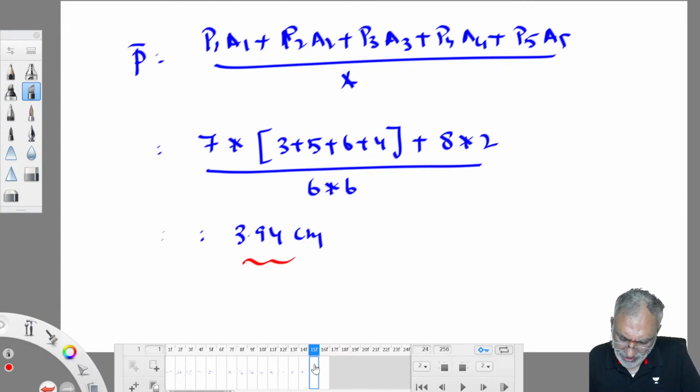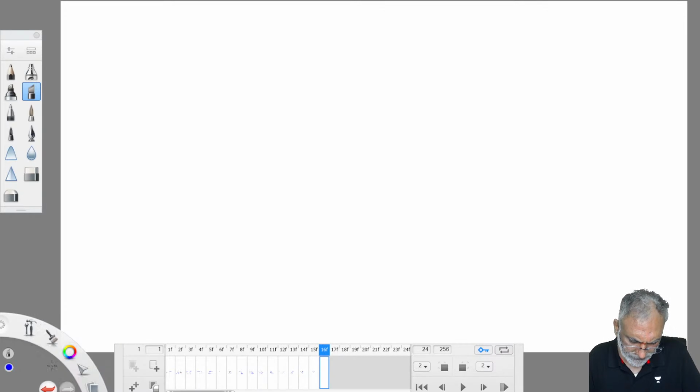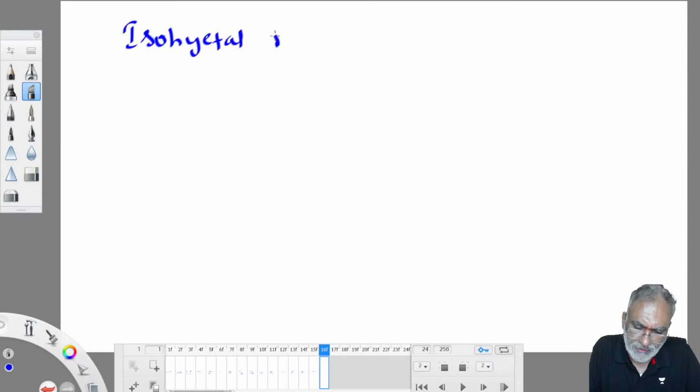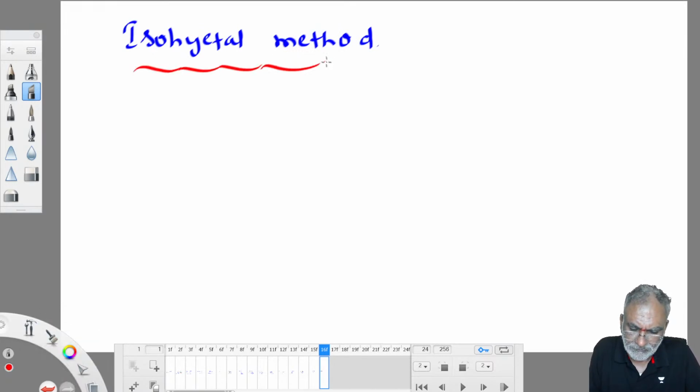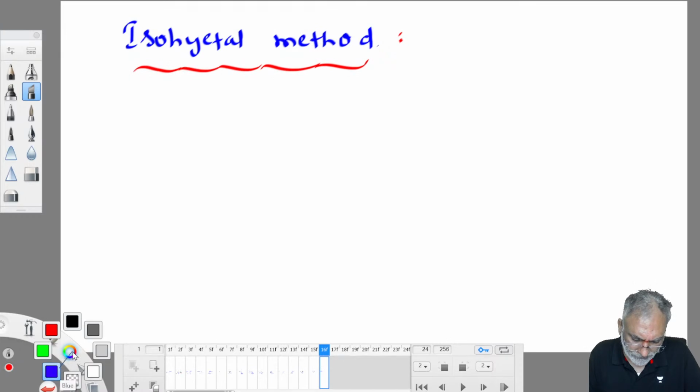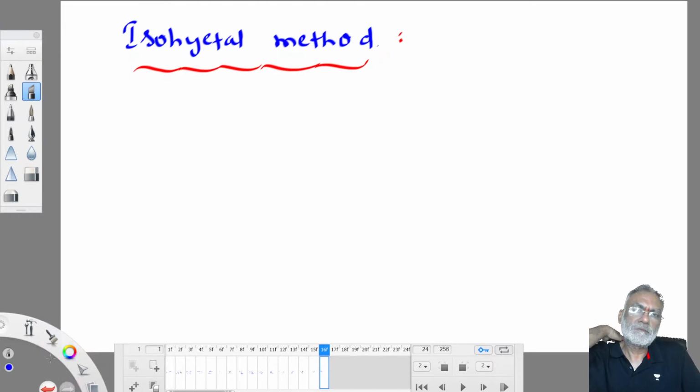Okay, then I'll go to the next topic. Isohyetal method. This is also a formula substitution kind of method only. This is more accurate among all methods.